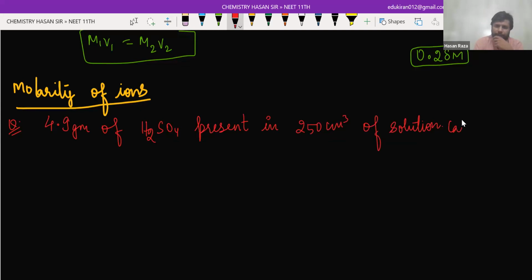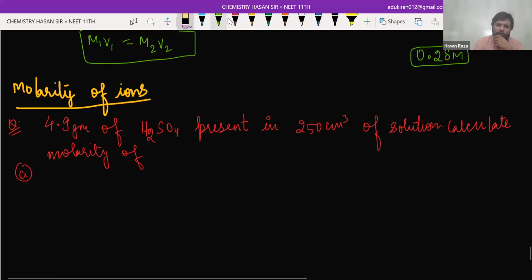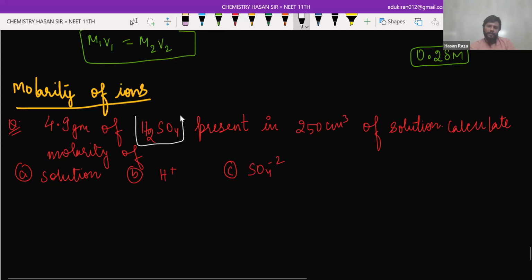then calculate molarity of solution. First of all, calculate molarity of solution, or H2SO4. The B part, we need to calculate the molarity of ions H plus, and the C part, calculate the molarity of SO4 minus 2. Because you can see this is an acid which will dissociate to form H plus and SO4 minus 2.